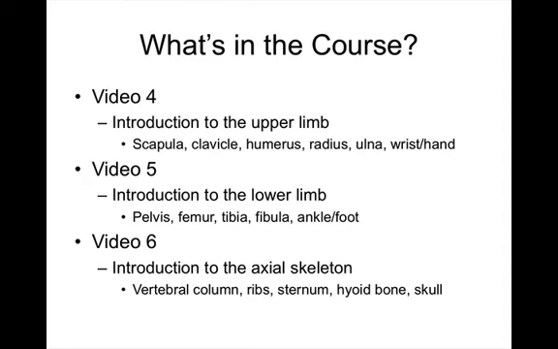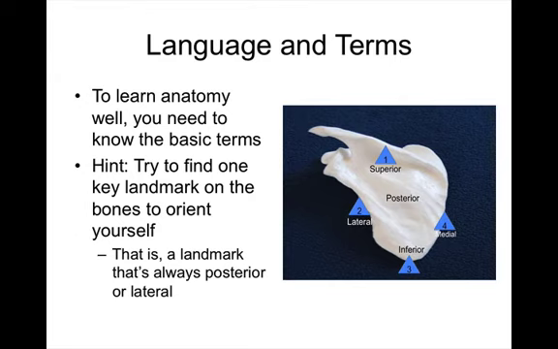And then in video 6, I'll introduce the axial skeleton. And you can see the bones associated there: the vertebral column, the ribs, sternum, hyoid bone, and skull. So I'm introducing terms related to regions now, and we'll dive into detail as to how you probably already refer to these different regions in everyday language.